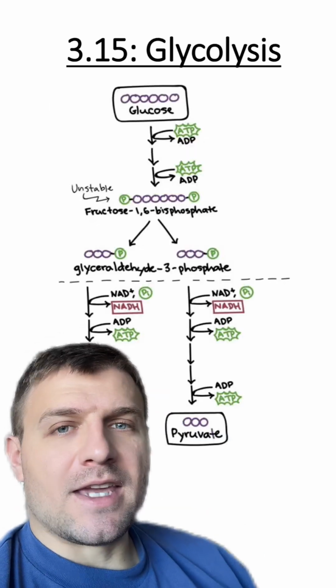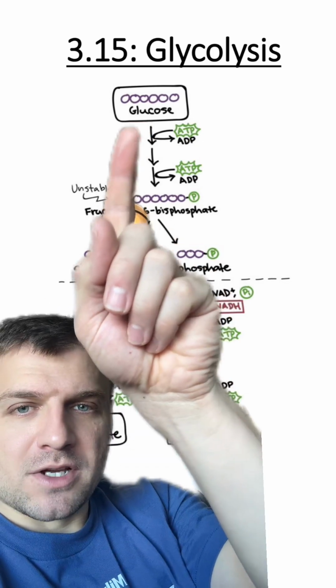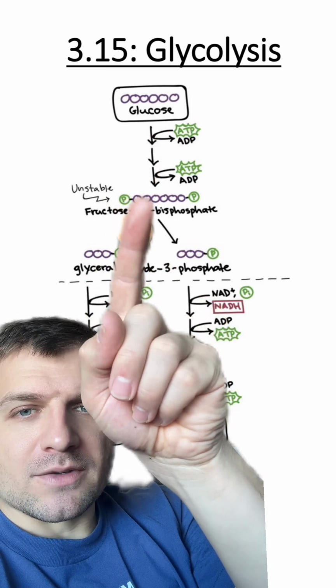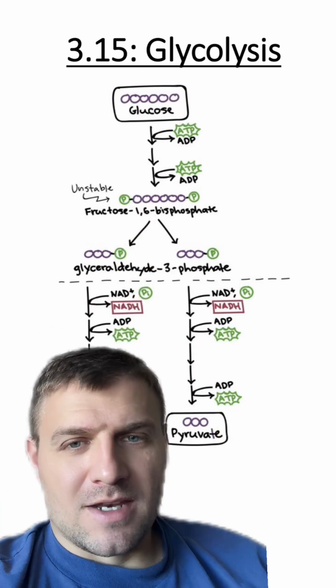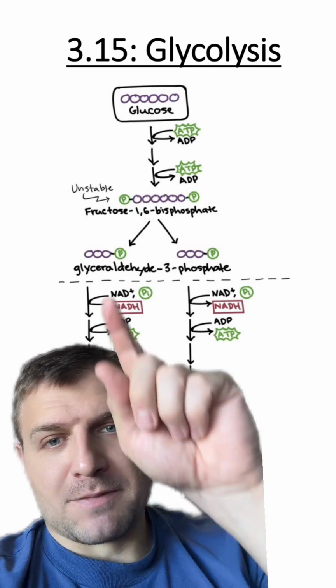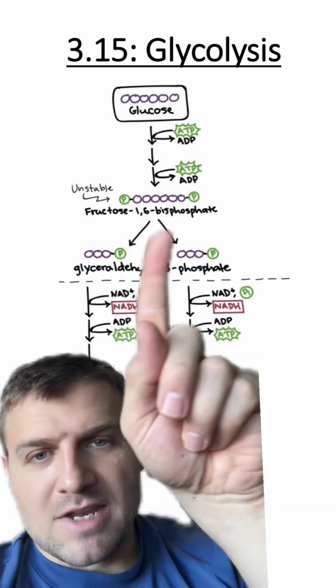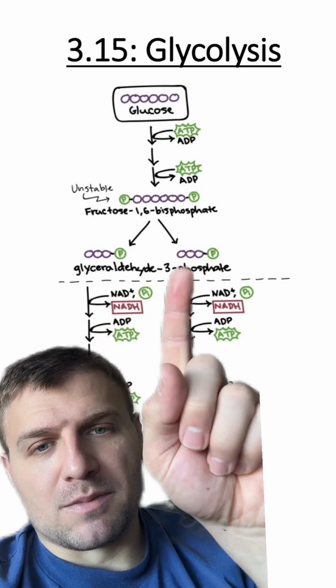So again, we're looking at the energy investment step, which is above this dotted line. You can see we're starting up here with the glucose, and we're using 2 ATP to phosphorylate glucose. Glucose becomes something called fructose 1,6 bisphosphate. The name is fructose 1,6 bisphosphate because there are 2 phosphate groups on the first and the 6th carbon here. Now this molecule is unstable, so it's going to break down to 2 of these G3P molecules.